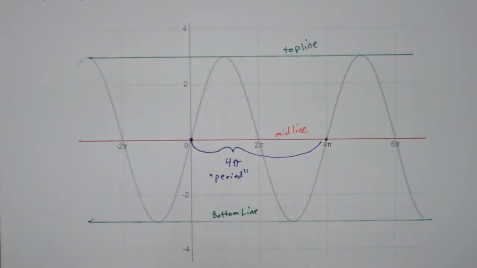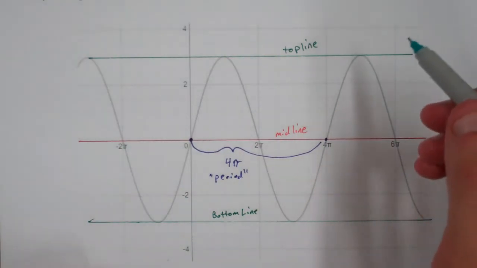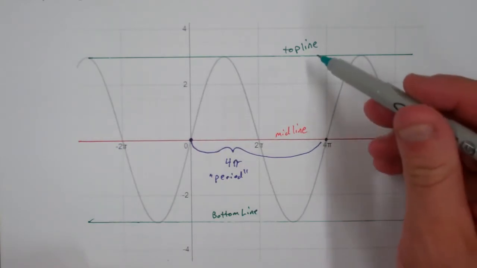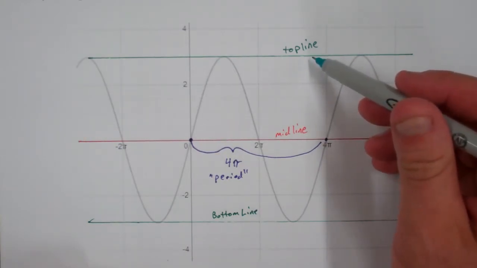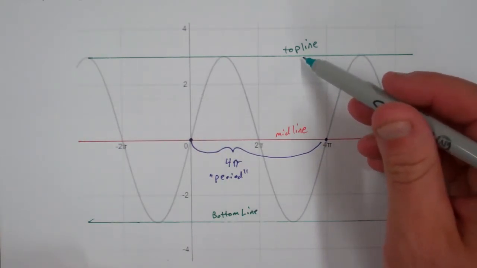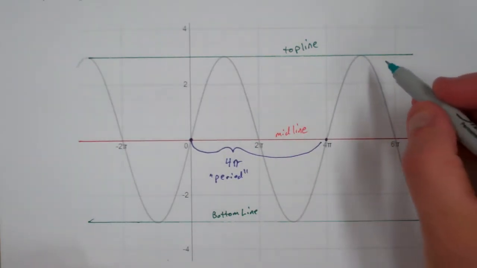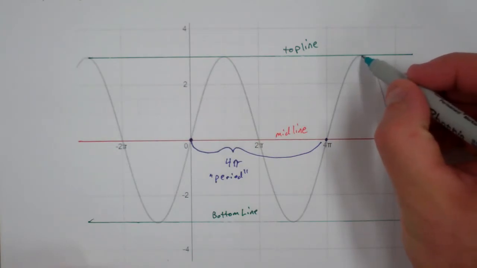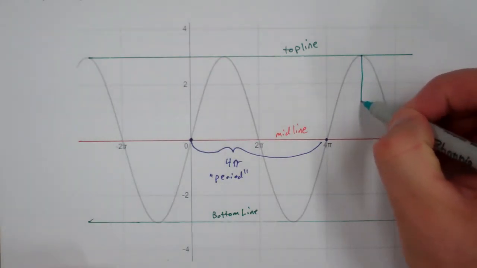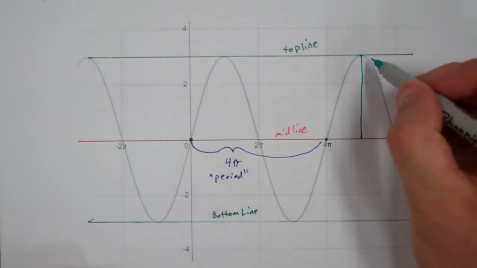Let's take a look at the amplitude. And it might be a new thing for you. So let's discuss that real quickly. The amplitude is simply the distance from the midline to the top line, or if you prefer, you can go top line to bottom line and then divide by 2. So it's going to be this distance from here to here.